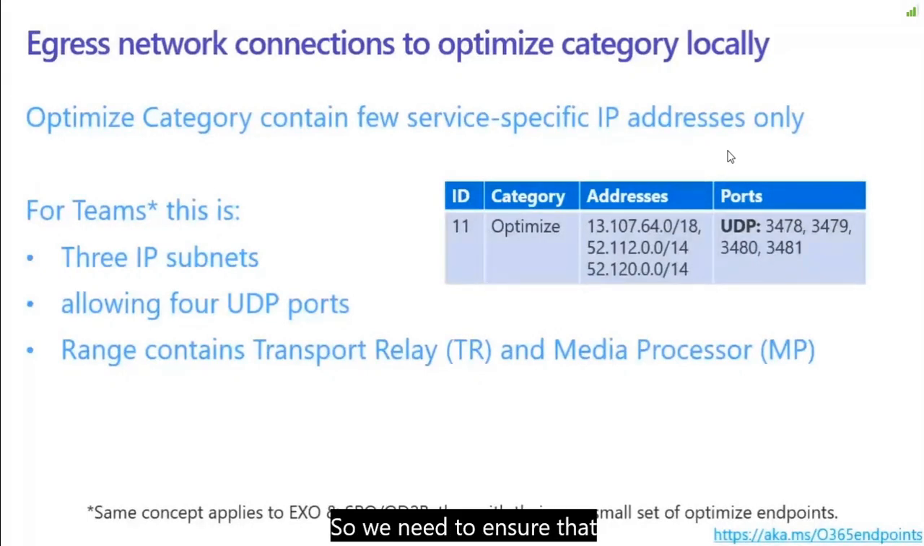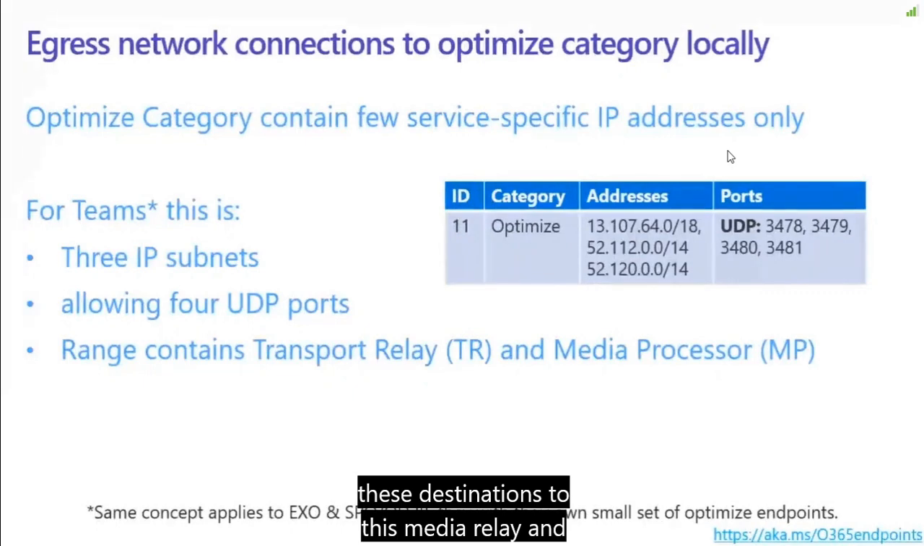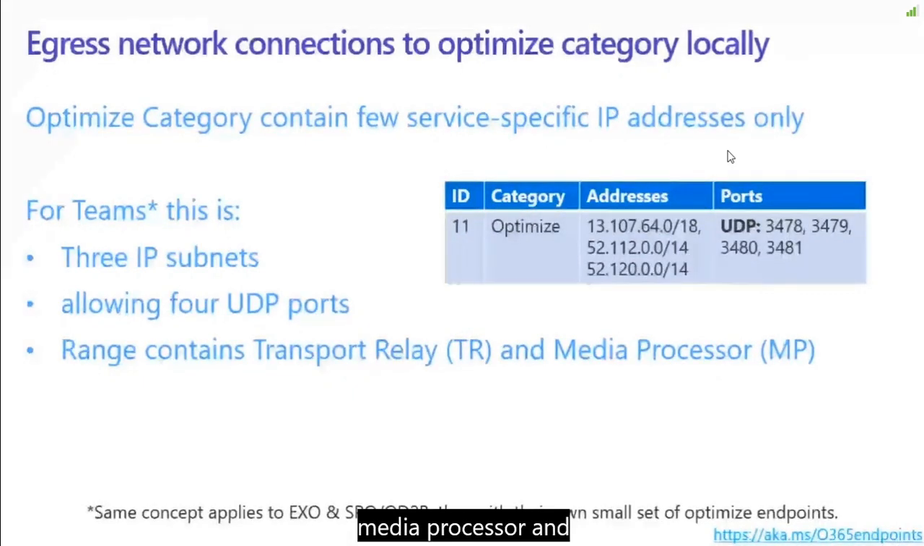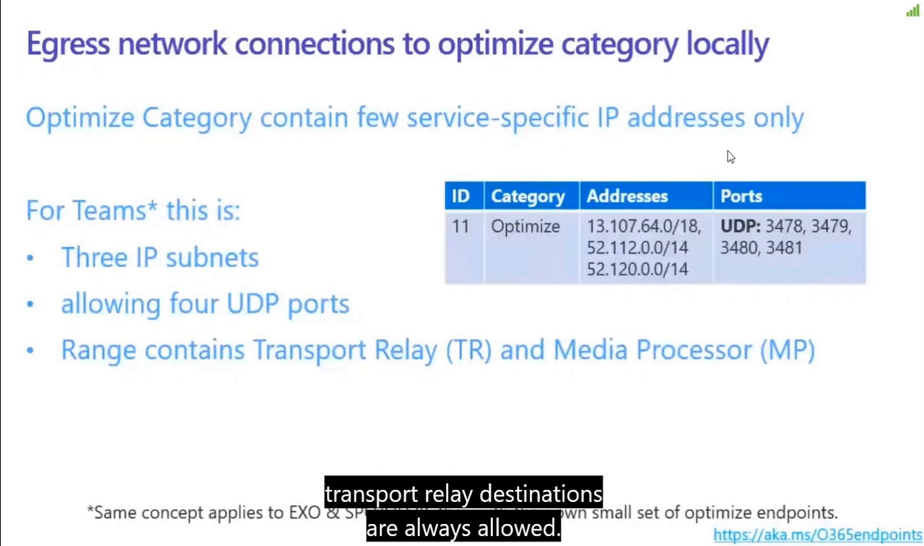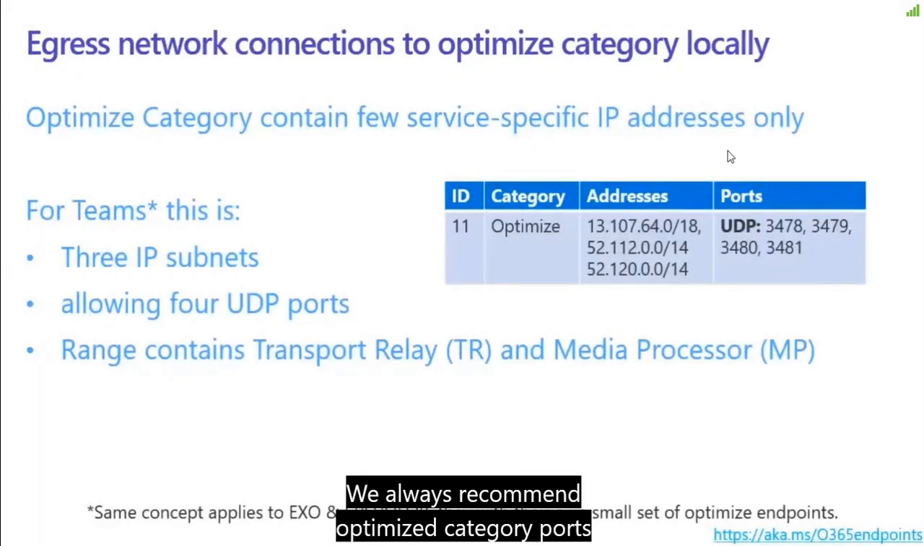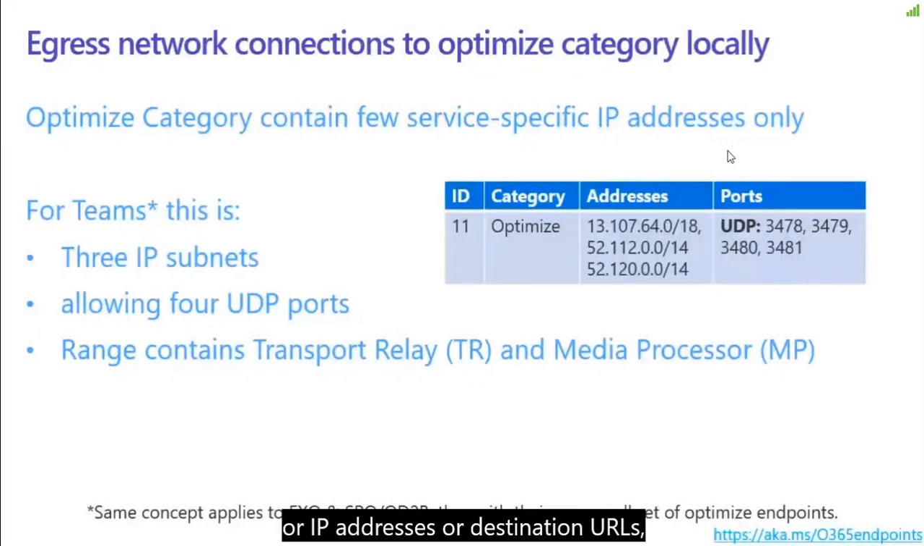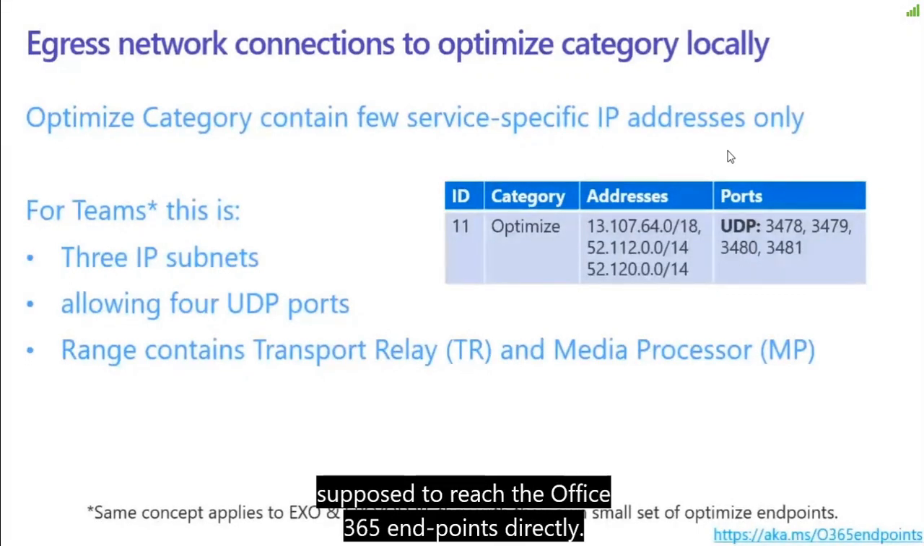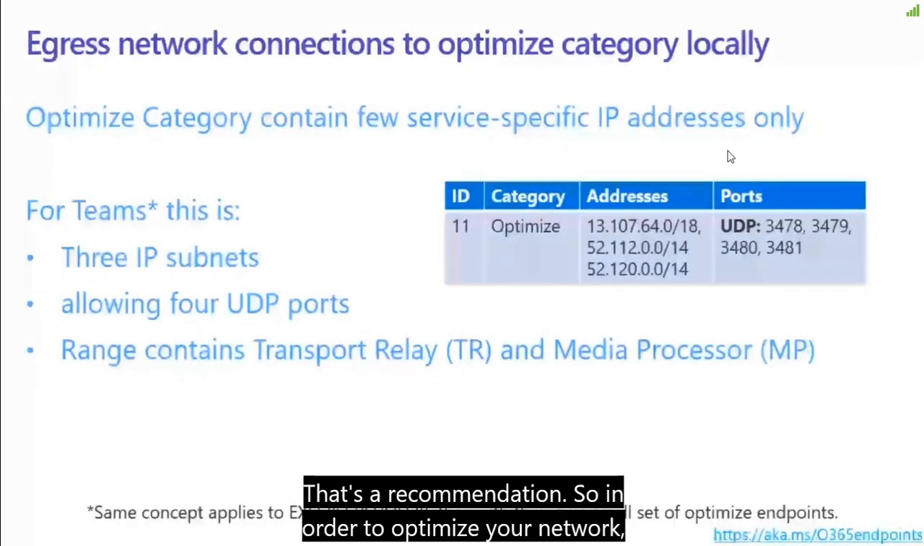So we need to ensure that these destinations, the media relay, media processor and transport relay destinations, are always allowed. This is an optimized category. When I say optimized category in the Office 365 network IP address and URL recommendations, you have three categories: the optimized category, the default category, and the allow category. We always recommend that optimized category ports, IP addresses or destination URLs reach the Office 365 endpoints directly. Okay, that's the recommendation.